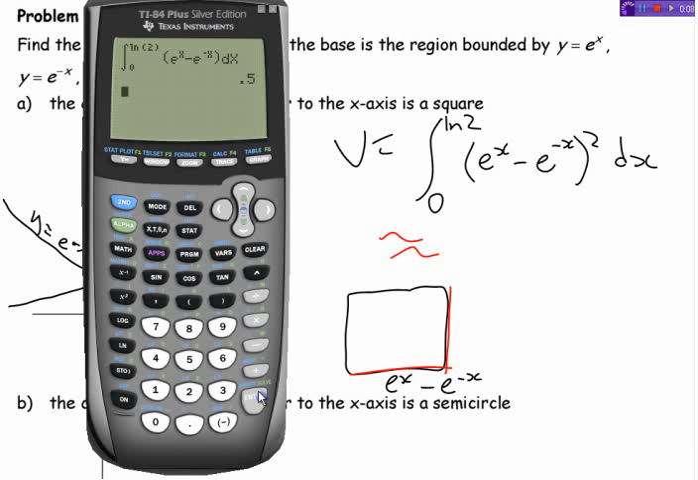Anybody agree with that? 0.5? No, you didn't square it. Oh yeah, I didn't square it. Whoops. I can square. Why won't it? You've got to go up. Press the up button. Take away alpha. Just go up. Oh, nice. Press enter. There you go.